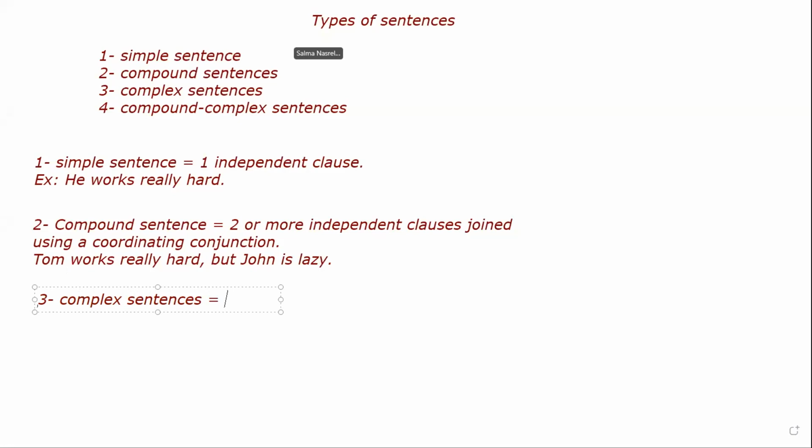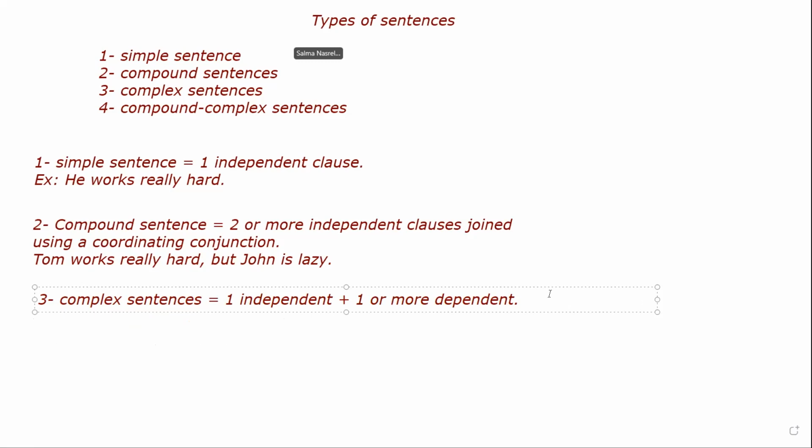I'm just giving you some time to think. All right. If you're thinking that it's one independent plus one or more dependent, then you're definitely correct. Great job. So complex sentences are made up of one independent clause plus one or more dependent clauses.